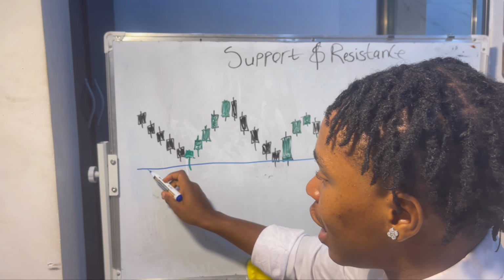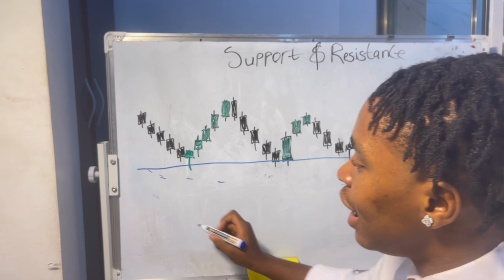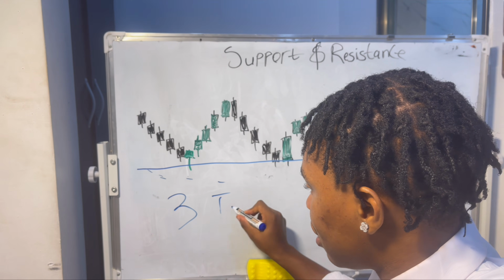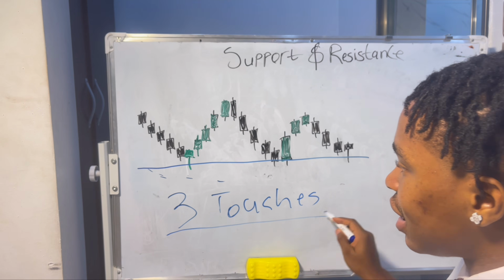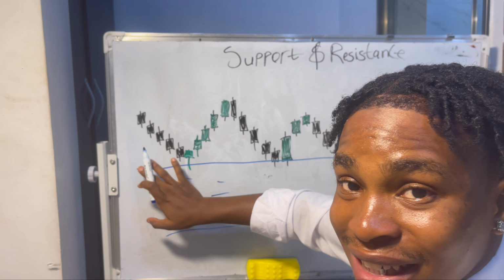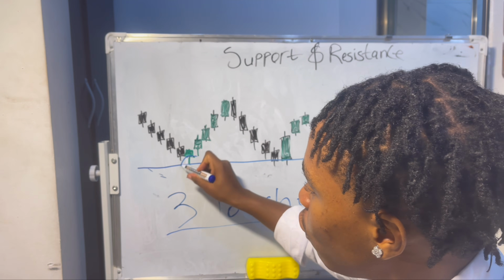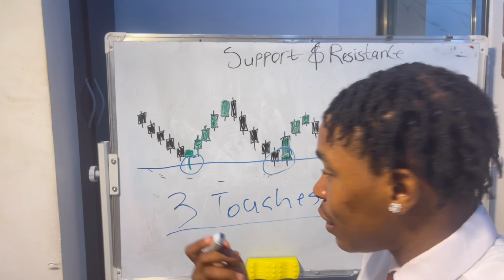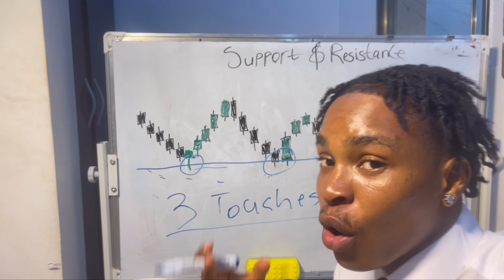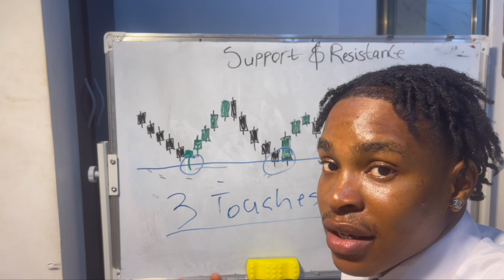For a level to become a floor or a ceiling, it must have 3 touches. It must have 3 touches for you to classify it as a floor. So as you can see here, we have 1, we have 2, and then we have our third touch. So that means this could be classified as a floor, also as the support, right?